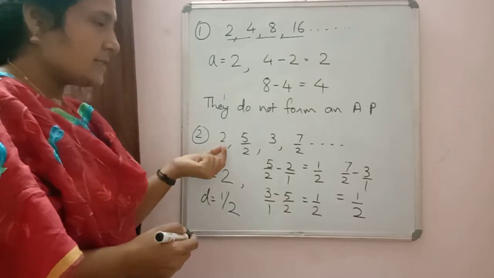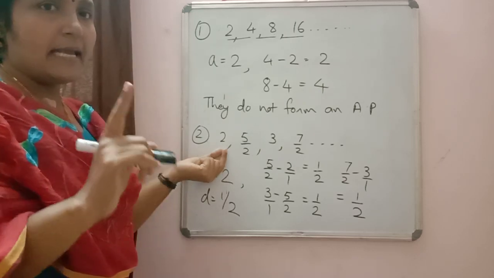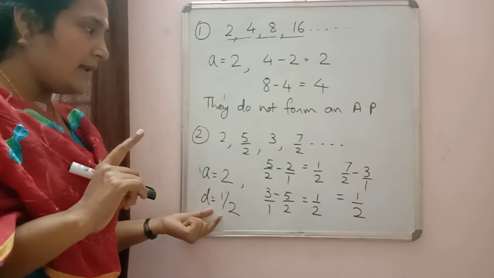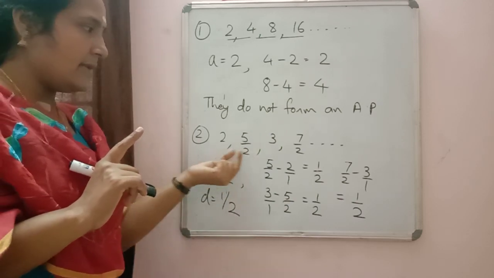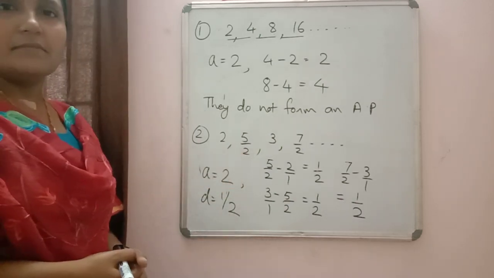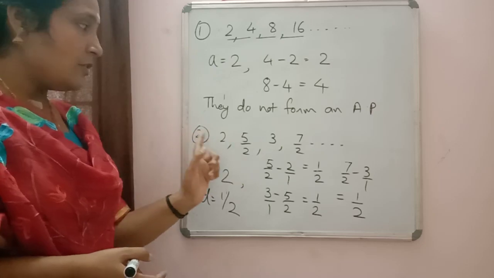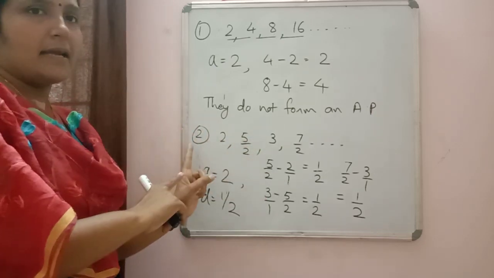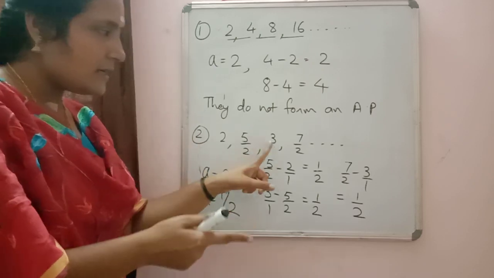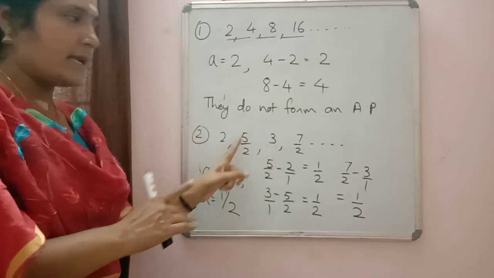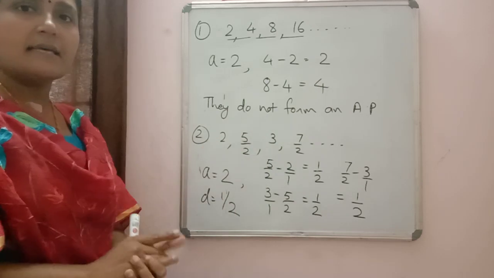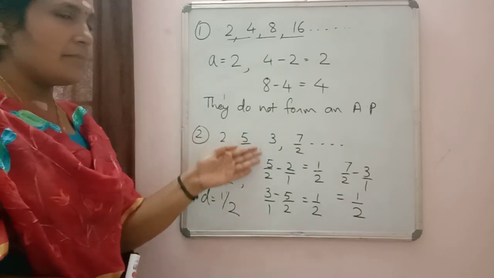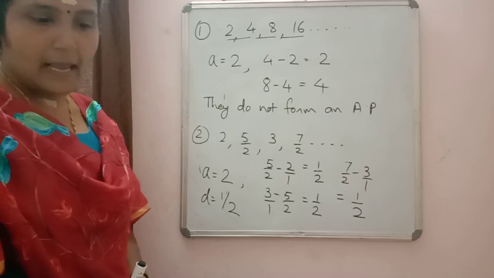So the first term of the AP is denoted by A, and the common difference you can calculate by doing subtraction. Second term minus first term, just to find out the difference. Don't do it this way, first term minus second term. Second term minus first term. To get the next one, third term minus second term. Fourth term minus third term. So in this way we can calculate the first term and common difference of the AP.